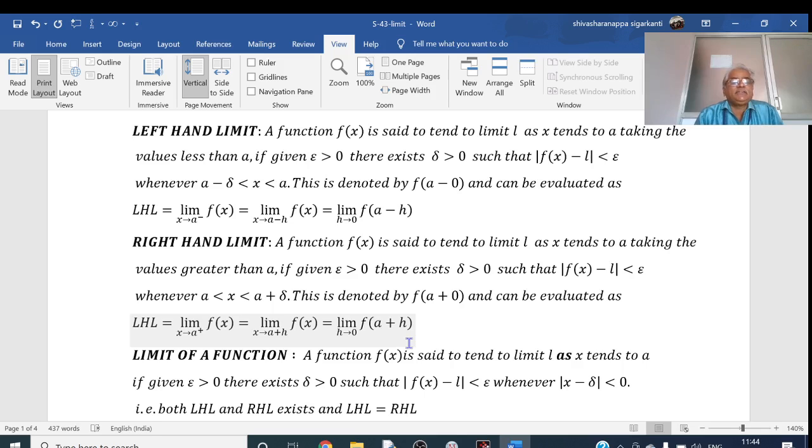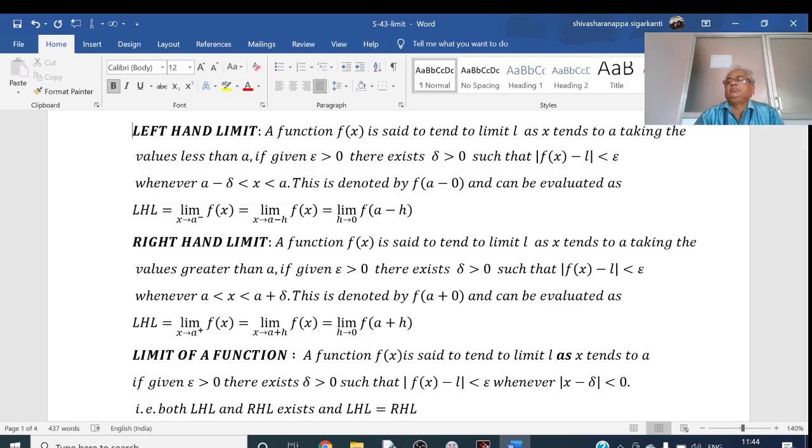In this video, we discuss the limit of a function. Here, if f of x is a function of x, then we say that this function tends to limit, say L, as x tends to A. The meaning of limit is, if x is close to some number, say A, then f of x is close to some number, say L. This is known as the limit.